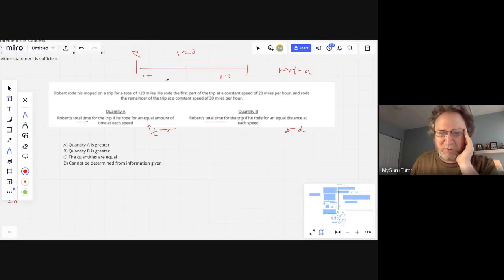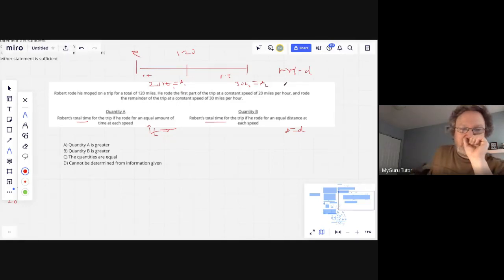So what do we know? The first part is 20 miles per hour times T1 for the first leg. The second part is 30 miles per hour times T2. Each of those is going to give us the first part of the distance and the second part of the distance.